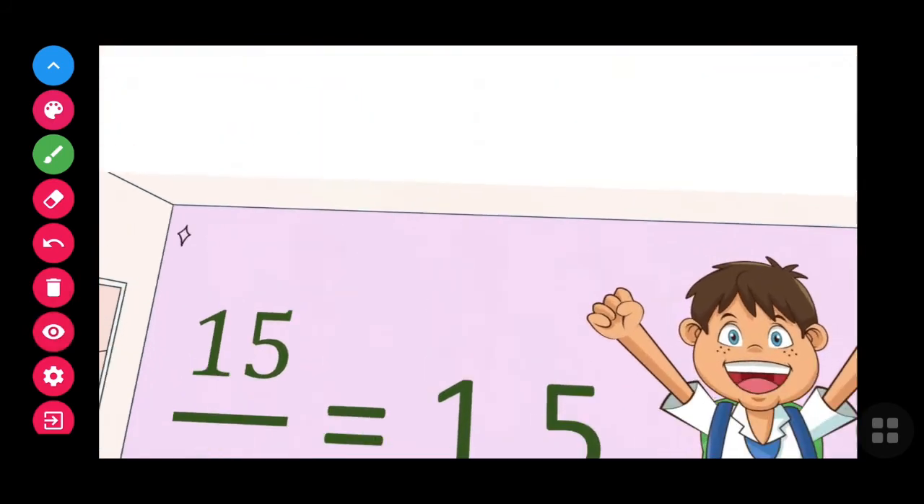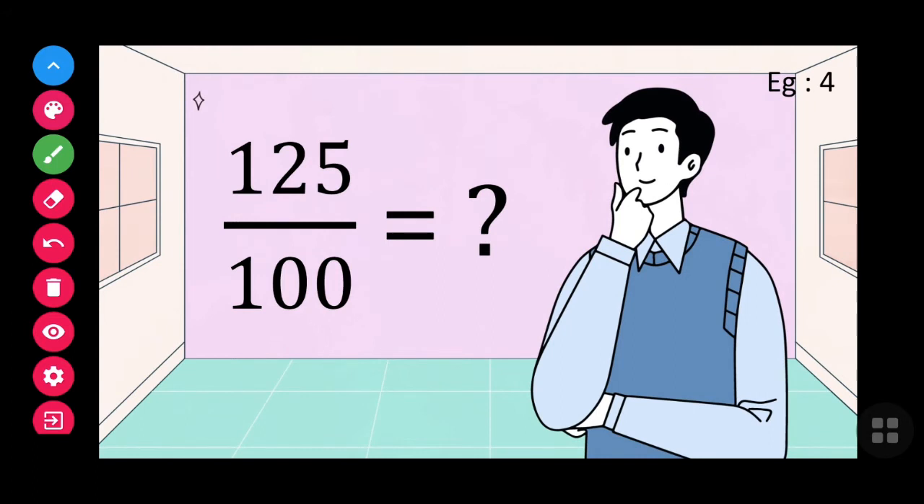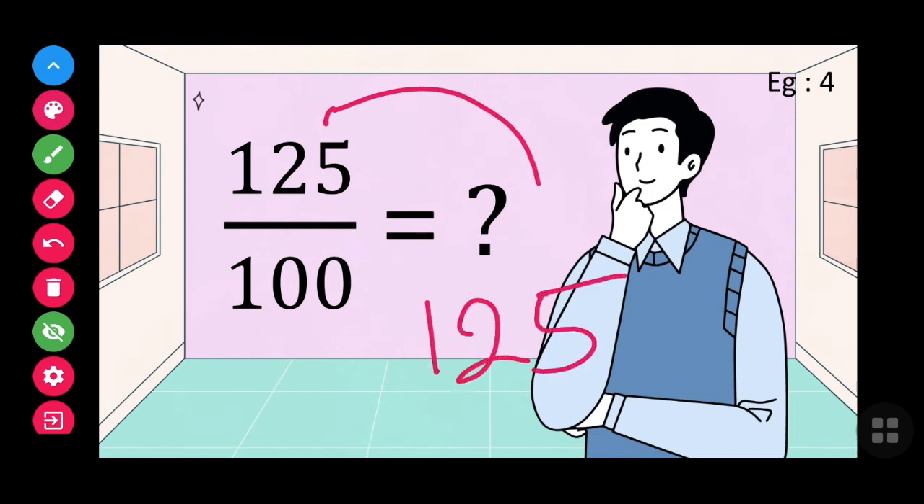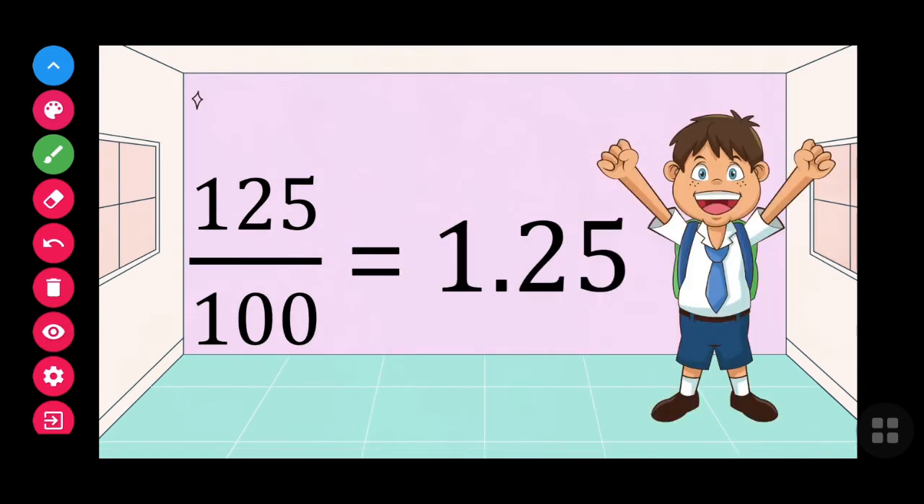Now another boy is also thinking of a sum. Let's help him. He has 125 over 100. Now how can this be done? See, 125 over 100. You write the numerator as it is, that is 125, and now you calculate the number of zeros. The number of zeros is 2. Therefore, the decimal that is at the end of this shifts 2 forward. Now this will become 1.25. See, he is very happy that we helped him out. So now it is 1.25.